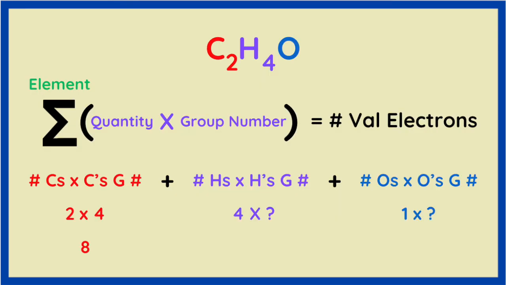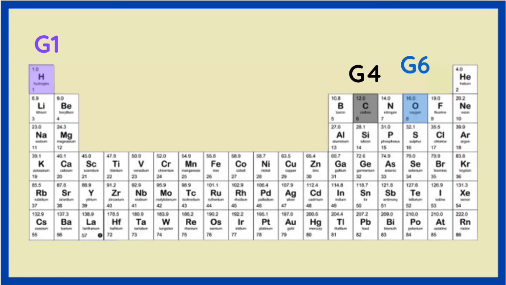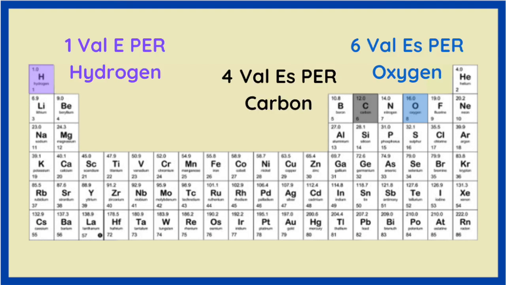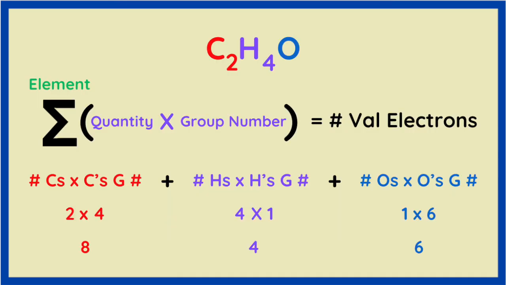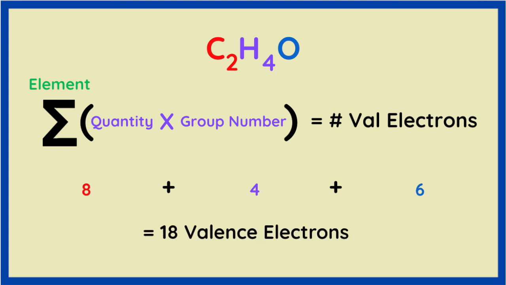So what about hydrogen and oxygen's valence electron contribution? We know that there's 4 H's and 1 O in this molecule because we look at the molecular formula, but what group number are they in? Well, again, we go to the periodic table and we see that hydrogen's in group 1 and oxygen is in group 6. Therefore, each hydrogen has 1 valence electron and each oxygen has 6. So taking into account how many of these elements in this molecule we have, hydrogen contributes 4, oxygen 6. Then we add them together to calculate the total for our molecule, and we get 18 valence electrons.